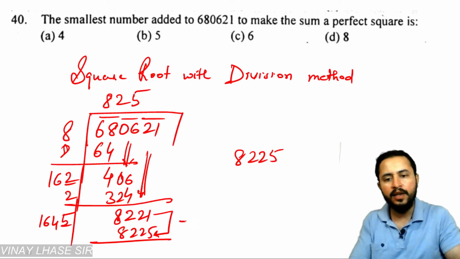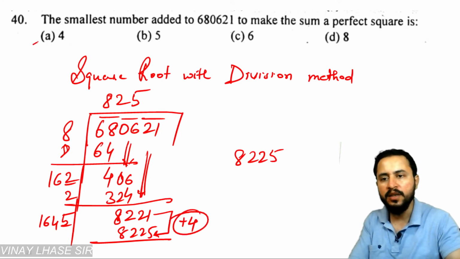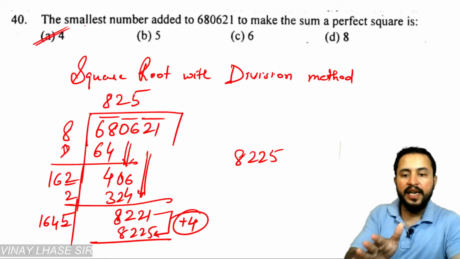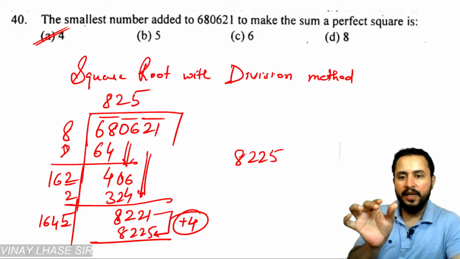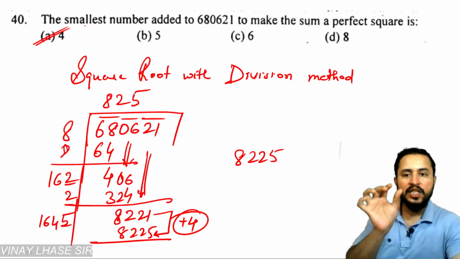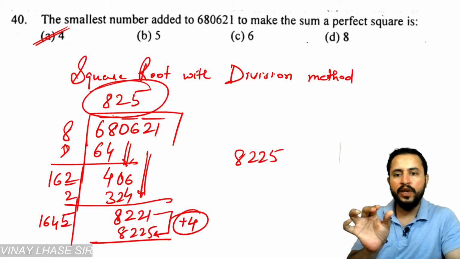Means I have to add 4 in this thing. So plus 4, I had to add. Option number A is the answer for this question. Right? So to get 8 2 2 5 from the given 8 2 2 1, we need to add plus 4 in that. Then only we will be getting the square root as 825. 825 is the perfect square.